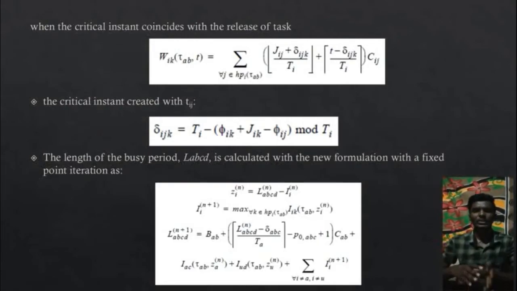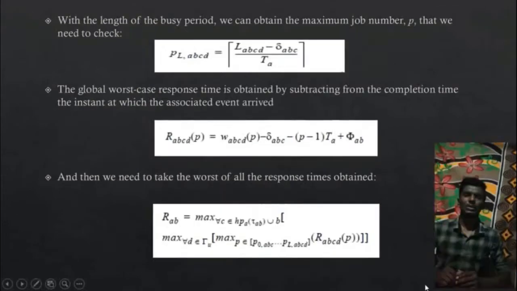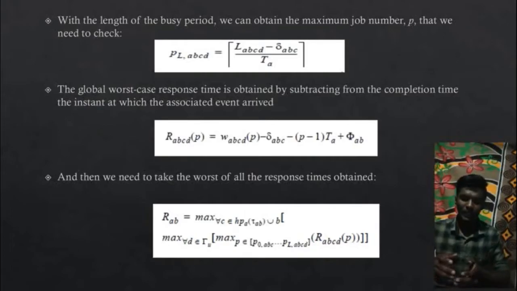Then the length of the busy period L_abcd is given by B plus Ab plus the floor function of W_ik comma Tab comma t, plus the summation for all i, where we need to calculate I to the power n plus 1. So now we have the length of the busy period. Now we have to calculate the maximum job number p. So p_L of abcd is equal to the floor function of L_abcd minus delta_abc by Ta.